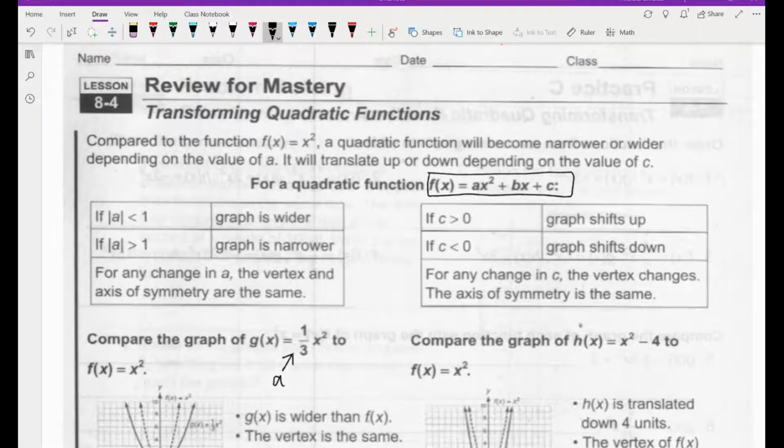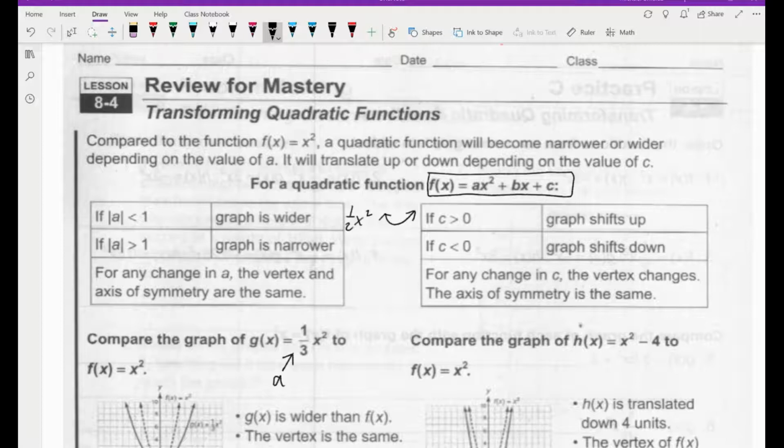When the absolute value, because the reason why we're taking an absolute value is if it was negative, the graph is opening down. We don't care if the graph is opening up or down right now. We're just checking to see if the graph is wider or narrower. When the absolute value of a is less than 1, the graph is wider. Example will be 1/2 x squared, and the graph looks really wide.